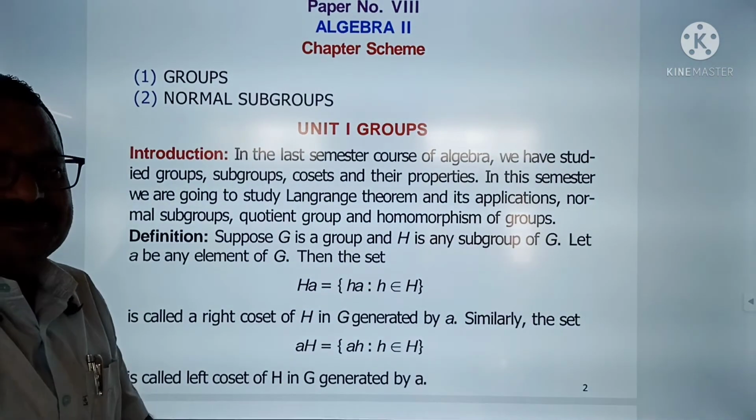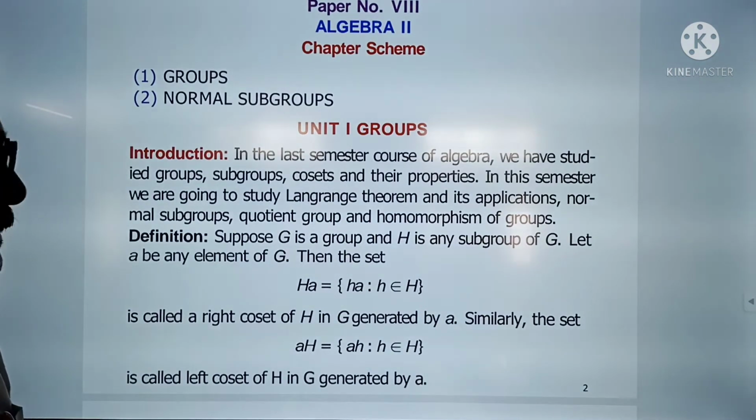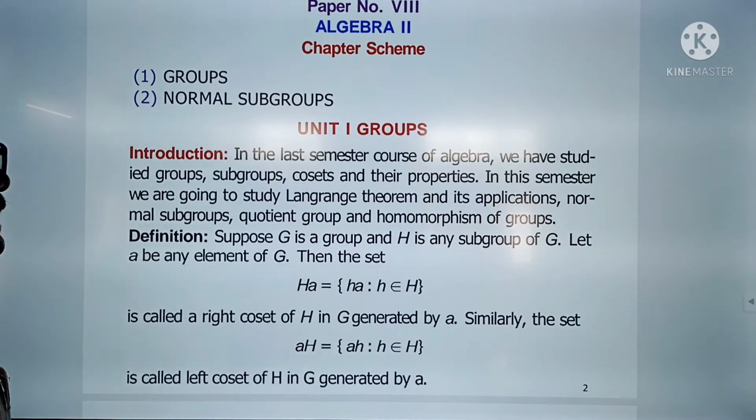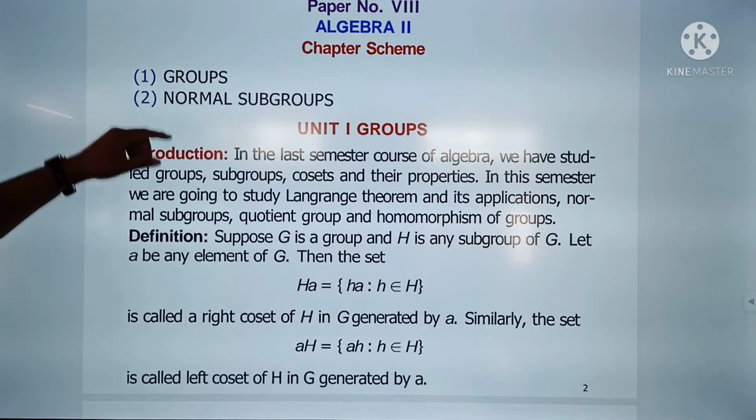We revise this lecture because it is not clearly seen. That's why I want to revise these groups. So this is algebra paper number 2, but the paper number is 8 actually. Algebra second, we say groups and normal subgroups. So first we see groups.